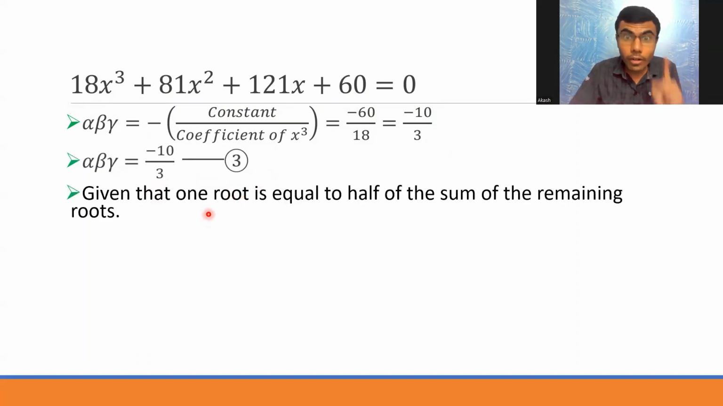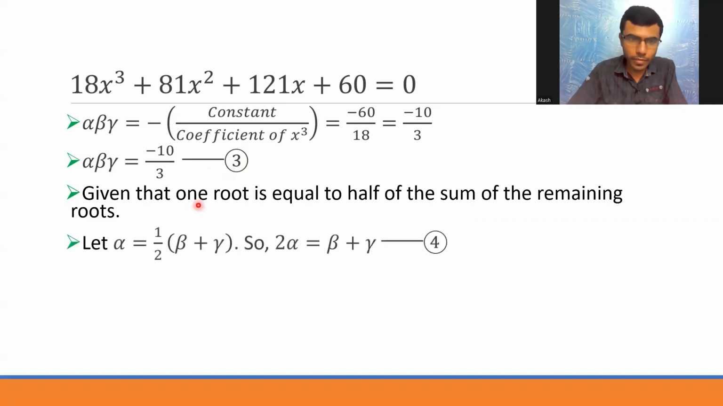Now the next condition. Here it is given that one root is equal to half of the sum of the remaining roots. What are my roots? What did I take them? Alpha, beta and gamma. So I'm going to take that alpha is equal to half of beta plus gamma. Send this 2 here, so I get 2 alpha is equal to beta plus gamma. And this is my equation 4.